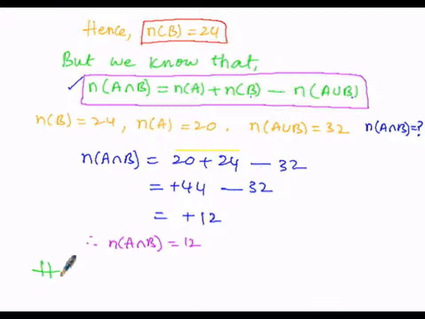Hence the required values are n(B), whose value is 24, this is one value, and the other value is n(A intersection B) equals 12. In a similar manner, let us go for another example.